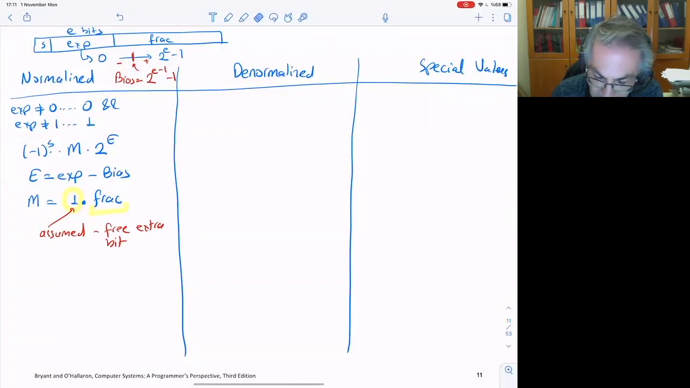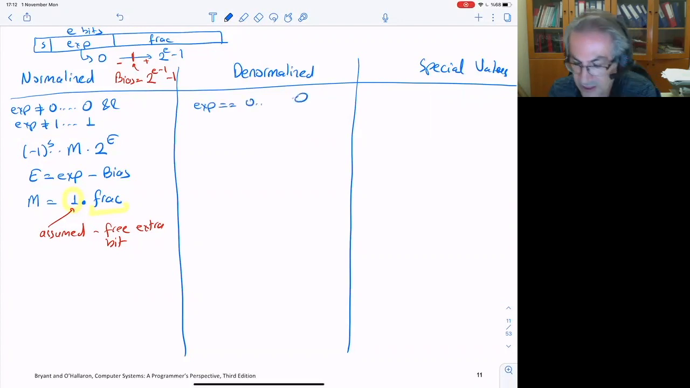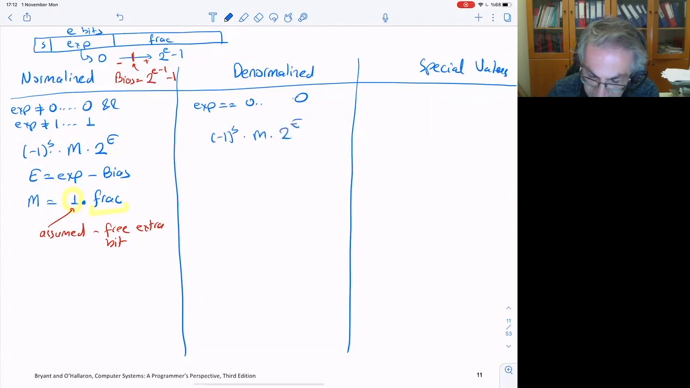In the denormalized portion, we can determine which mode a number is in by looking at the exponent bits. If the exponent bits are all zeros, then we say that number is in denormalized mode. And again, we represent the same thing, s times m times 2 to the power e. In this particular case, we assume e is 1 minus bias, and I assume m as 0 dot frag.